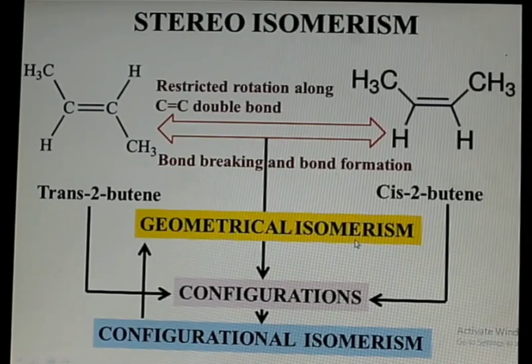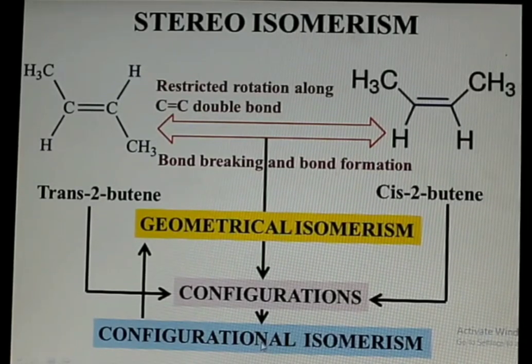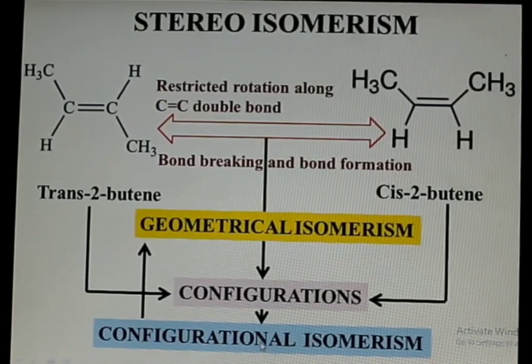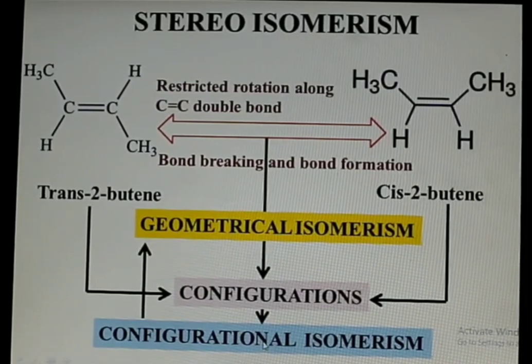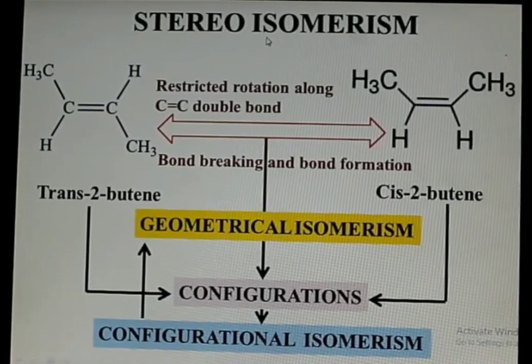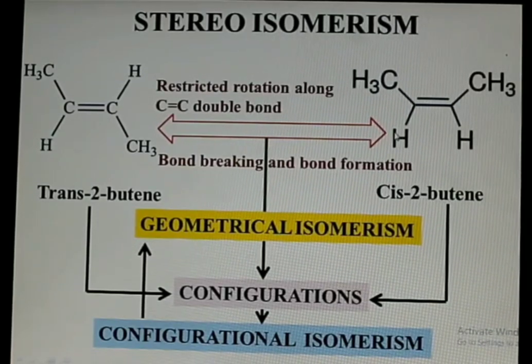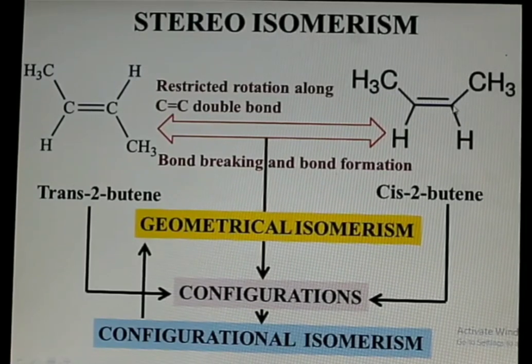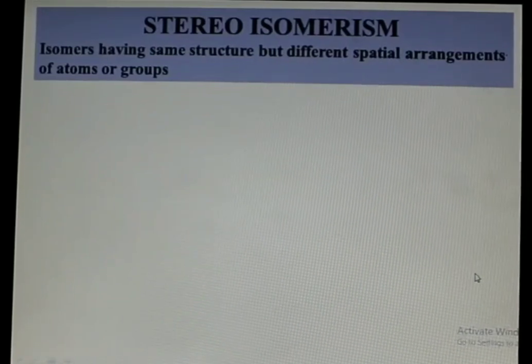So if I go in the reverse order, cis-trans isomerism is geometrical isomerism, which is configurational isomerism, because you are getting the isomers by breaking the bond and forming a new bond. And this configurational isomerism belongs to which isomerism? Stereoisomerism, because they have the same molecular formula and the same structural formula, and they differ only in the spatial arrangements of atoms or groups. Okay, so put it together.